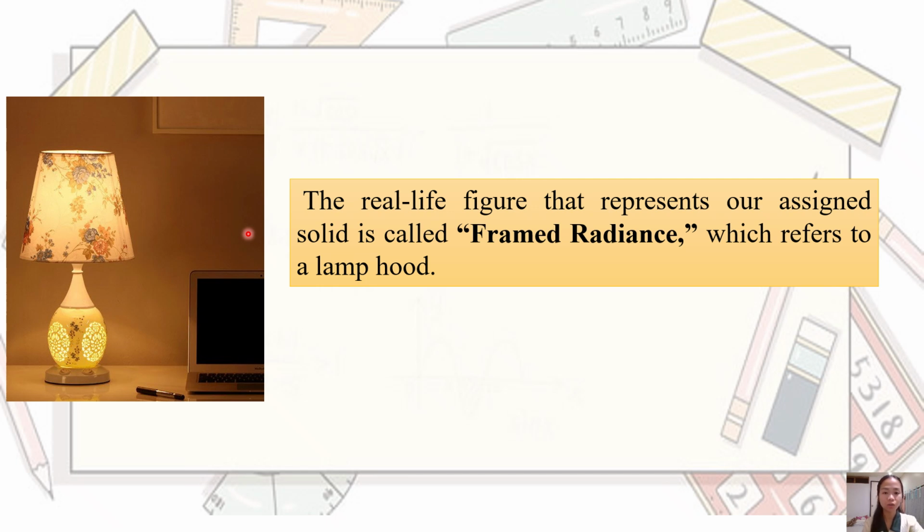And this structure of a lampshade, often shaped like a cone, paraboloid, or pear, resembles a solid formed by rotating a curve around an axis, known as a solid of revolution. This connection illustrates how mathematical principles are embedded in everyday designs.